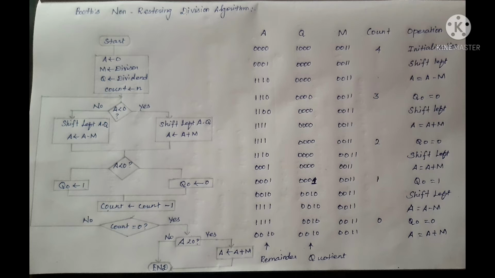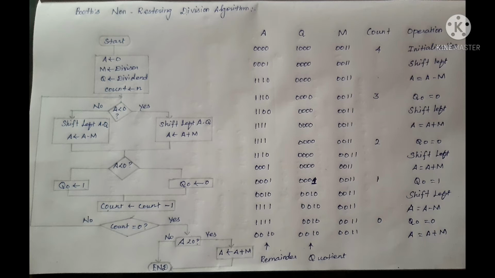Now again we'll check whether M is B of A to set the value of Q0. A is less than 0, it means so Q0 is set to 0. Q0 equal to 0. Again count will be decremented by 1, count will become 2.